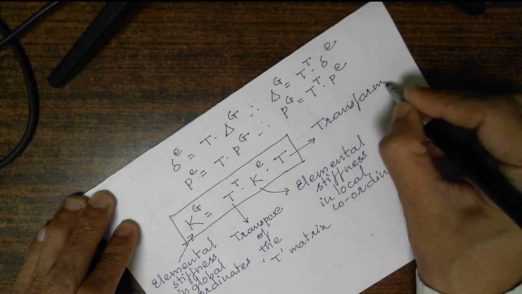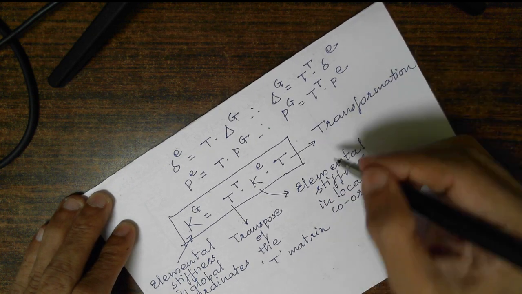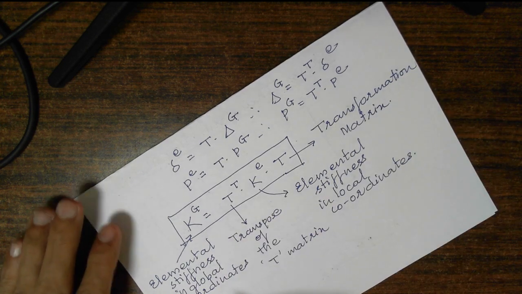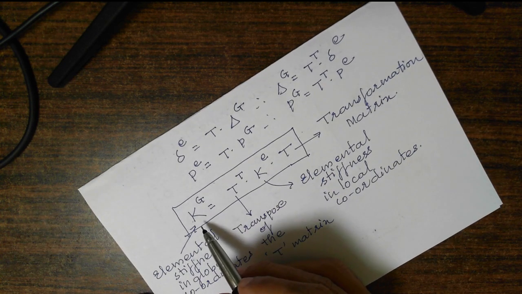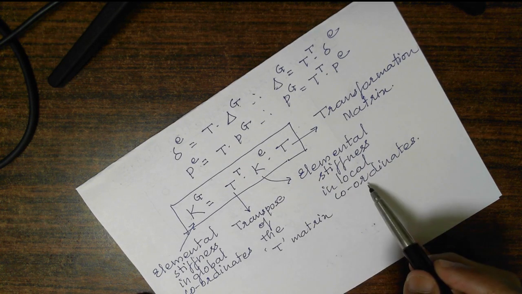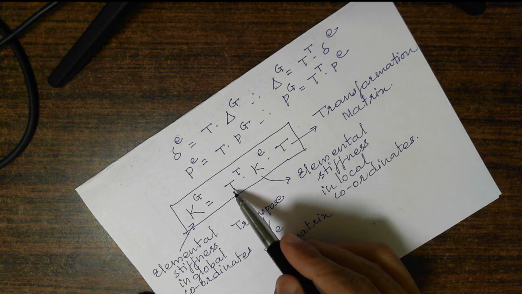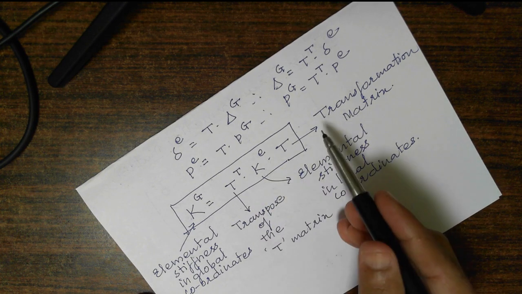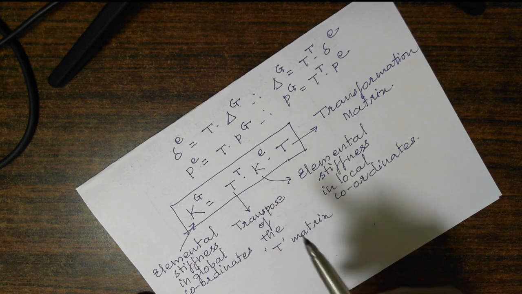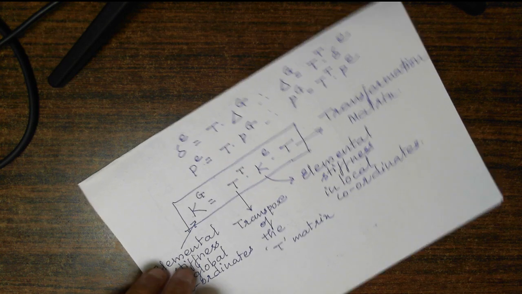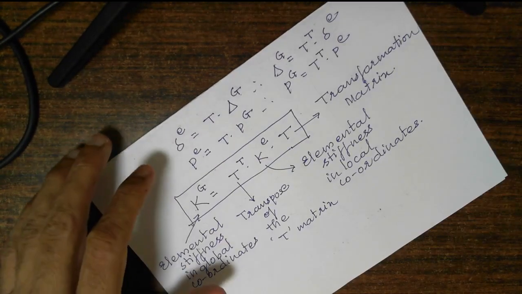We have derived the transformation matrix, we have derived the elemental stiffness matrix. Now in this lecture, let us calculate what is K global, that is elemental stiffness matrix in global coordinates. We have derived elemental stiffness matrix in local coordinates. We have derived the transformation matrix. We know the transpose of the transformation matrix is nothing but converting the rows into columns. We already know the structure of it. Now let us derive the elemental stiffness matrix in global coordinates.